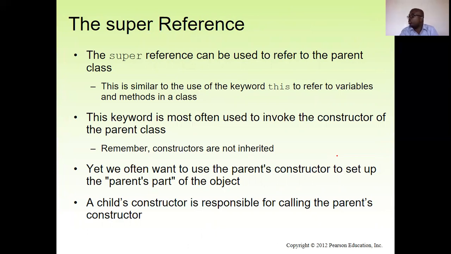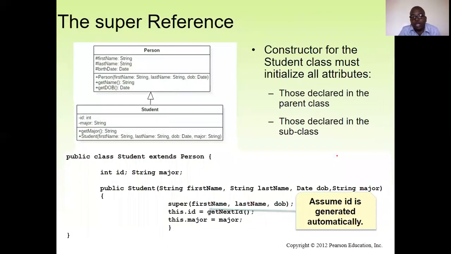I was talking a lot about the super reference in the first half. Similar to the use of this, where variables and methods have the same name, because of what we were talking about earlier, overriding and overloading. Now, this keyword is most often used to invoke the constructor of the parent class. But I also mentioned how it could be used to invoke any other method of the parent class, okay? Now, please pay attention to this.